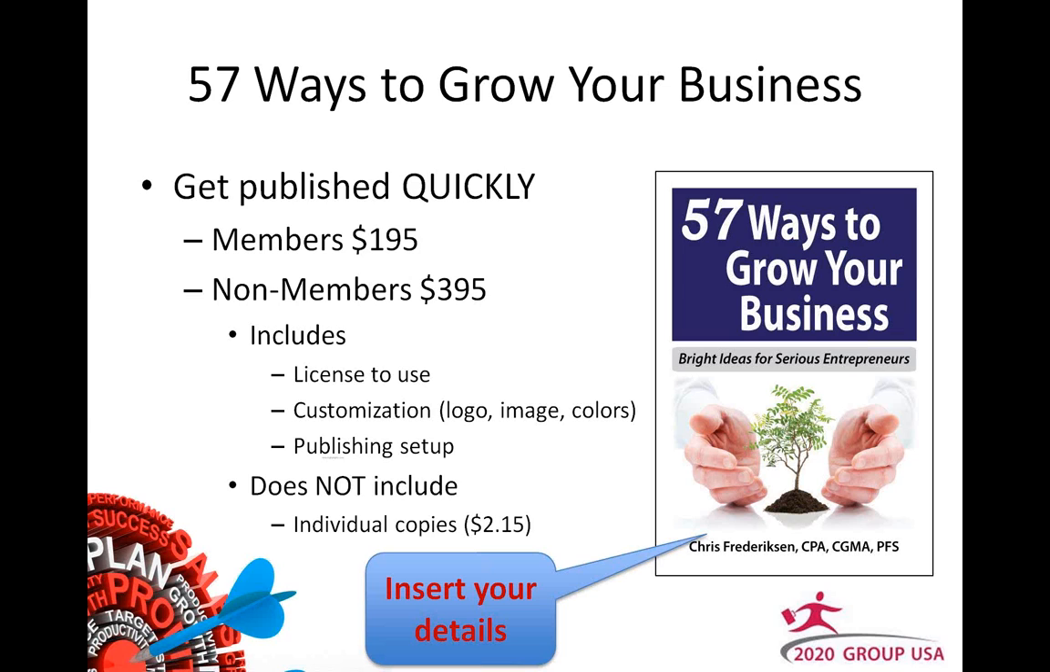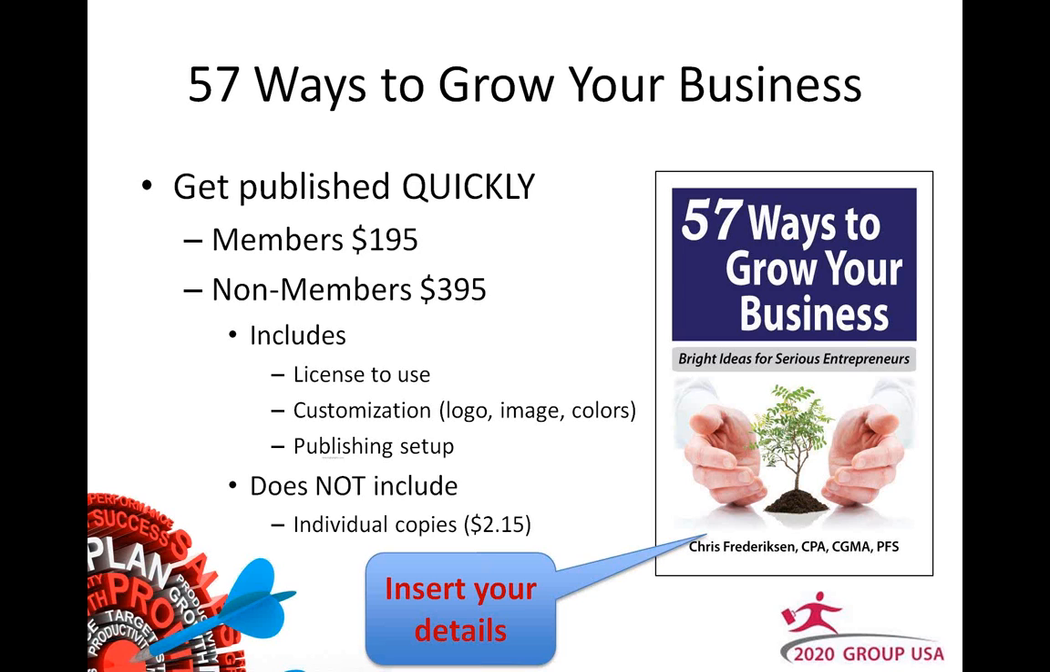The one thing that the license doesn't cover is you can't sell it on Amazon, because as you can probably imagine, if 20 firms now have 57 ways to grow your business, it might impact the availability of it. Good question coming in that said, what if we want to use the 57 ways as an ebook? What we can do is we can help you set it up for an electronic version, but we can't make it available in the Amazon bookstore or the Apple bookstore for exactly the same reason.